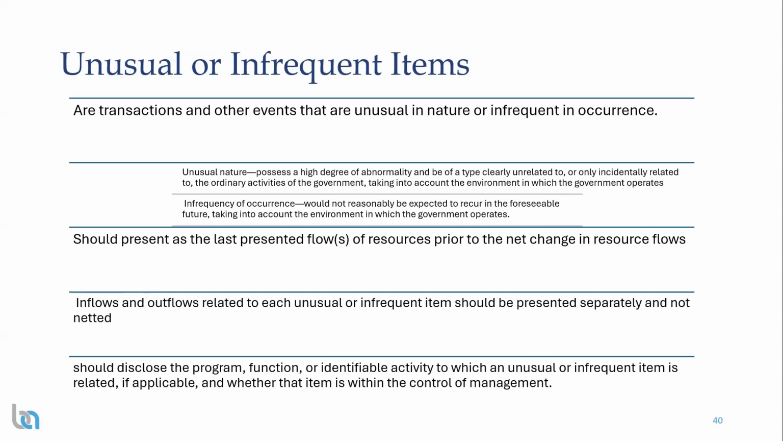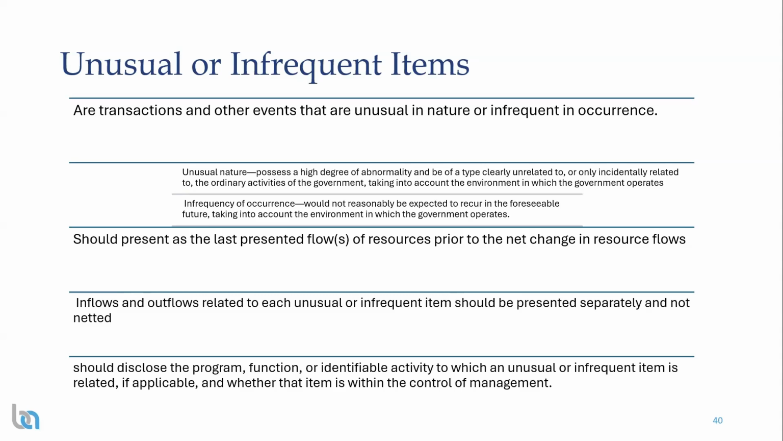I like that definition. Unusual or infrequent items are transactions and other events that are unusual in nature or infrequent in occurrence. So it's very self-explanatory. Also, the operating revenues definition: operating revenues are any revenues other than non-operating revenues. So if you go to the non-operating revenues definition, I'm sure there will be items other than operating revenues. But in any case, they did give some guidance on how to identify those.